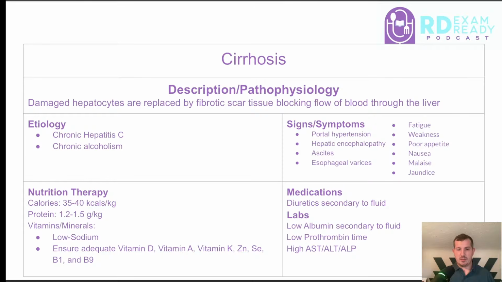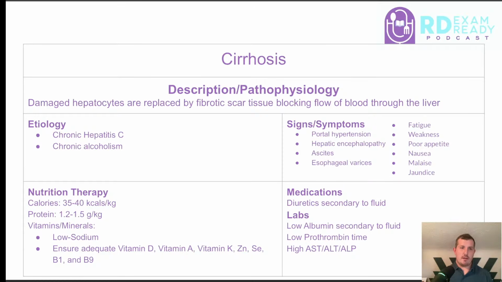Really, the best thing you can do for cirrhosis is a liver transplant. A lot of people will get a liver transplant. With the hepatitis and alcoholism, you've just really ruined your liver over the years. So, signs and symptoms of this are portal hypertension, hepatic encephalopathy, ascites, esophageal varices, fatigue, weakness, poor appetite, nausea, malaise, and jaundice is going to occur.